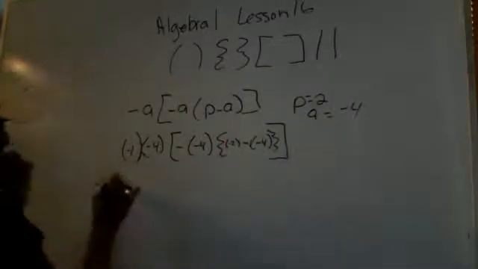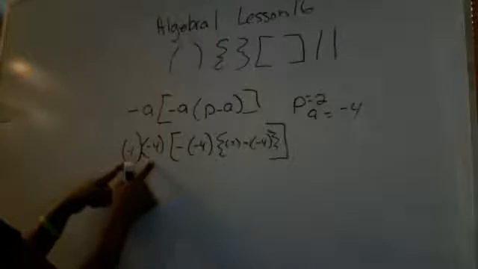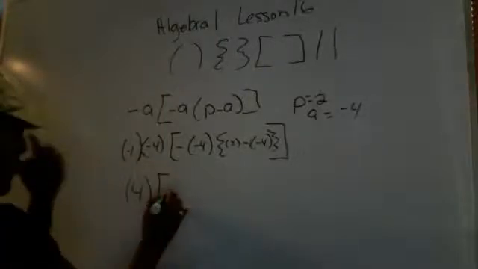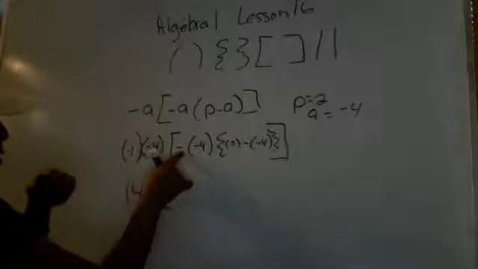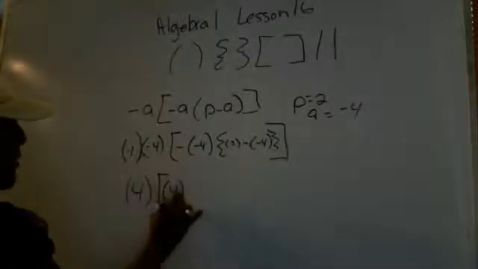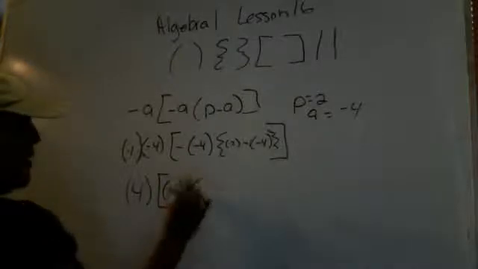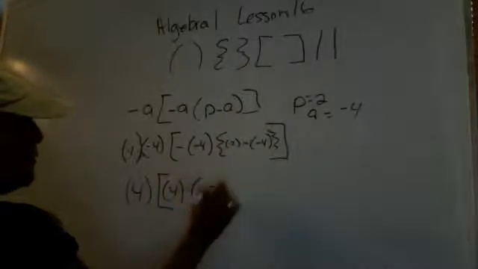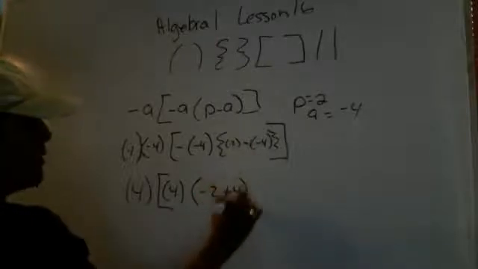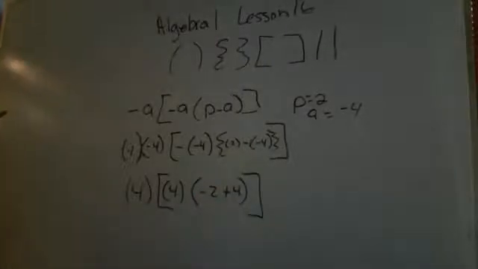So we're going to do these two first. Negative 1 times negative 4 is going to give me a positive 4. That still stays outside my brace. Then I can go ahead and combine these two. Negative 1 times negative 4 is going to give me a positive 4. Then I've got a negative 2. A negative times a negative is a plus 4. Alright, you see where we're at?